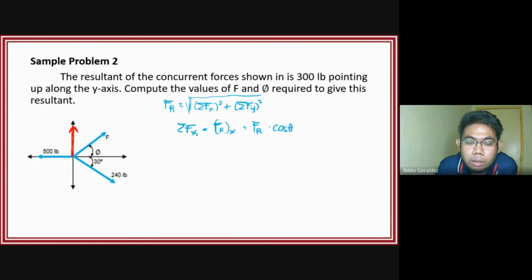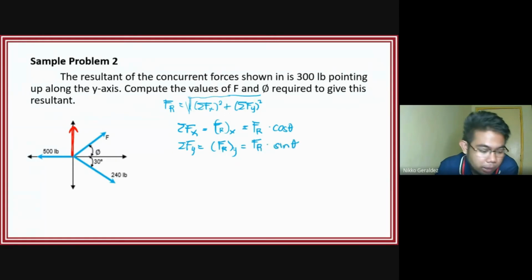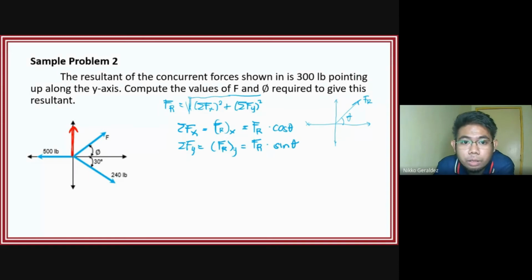Kung ang angle natin is with respect to the X-axis. Then, summation of forces along y is equal to the y component of the resultant force. Para makuha mo yan, that is resultant force sine theta, provided the angle is with respect to the x-axis. Ganyan yung formula natin.